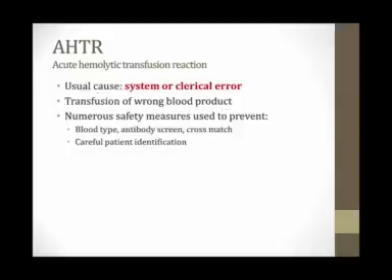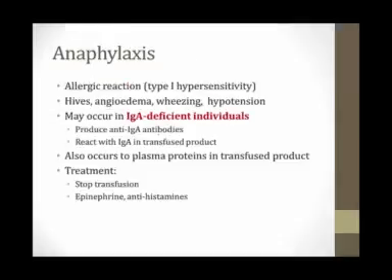disorder. As I said before, the usual cause is transfusion of the wrong blood product, and this usually happens because of a system or clerical error. And hospitals employ numerous safety measures to prevent this. The blood type has to be checked, an antibody screen and cross-match is done. There is very careful identification of the patient and the unit of blood being transfused to make sure that this does not happen. Rarely, patients can develop anaphylaxis to a blood transfusion.